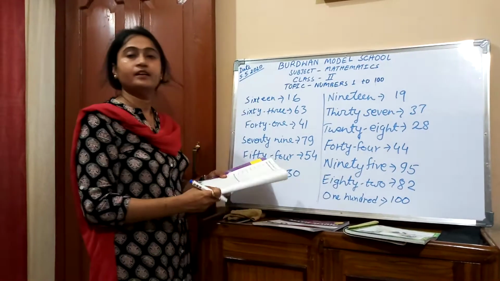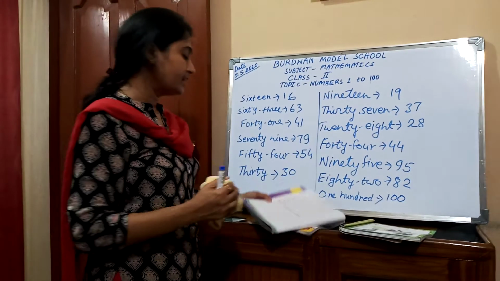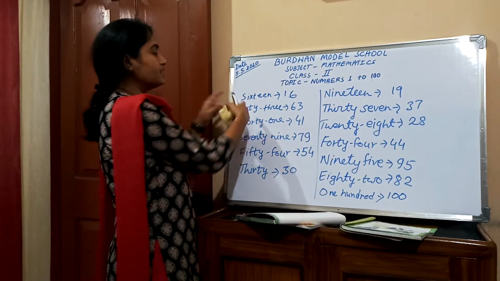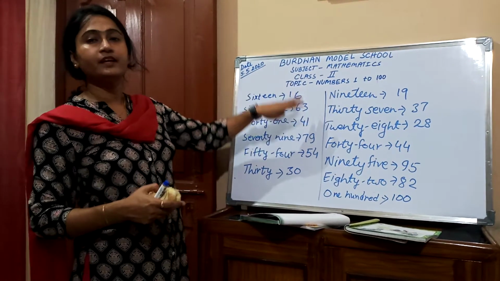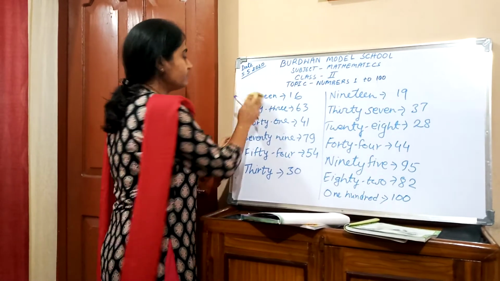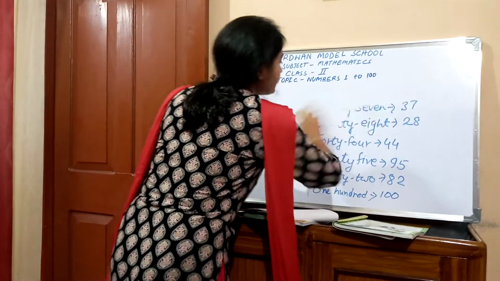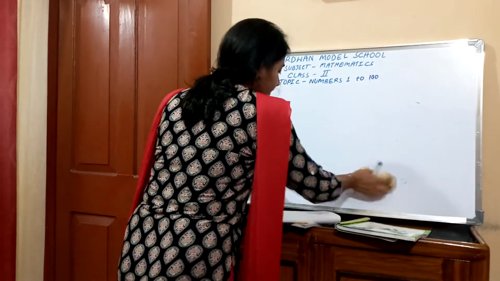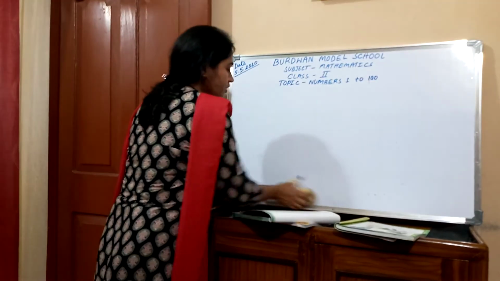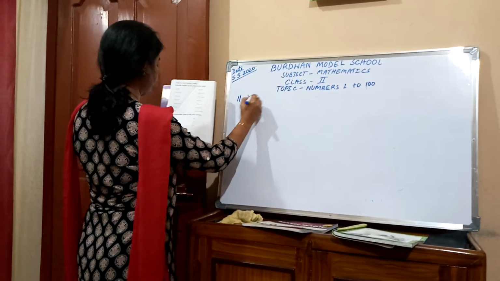Done everybody? Now the next: write the number names for the given numbers. The number name was given before and you wrote the number over here. Now you have to write down the number names. The number is given. I hope you all know. Still I am doing it, please do it quickly.